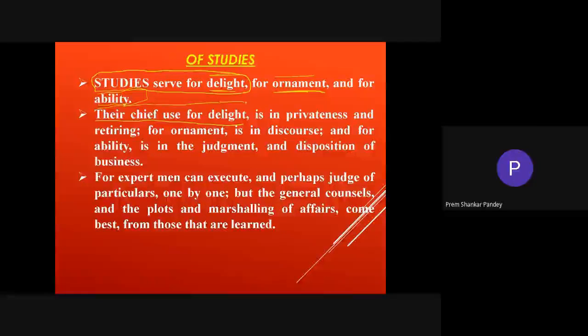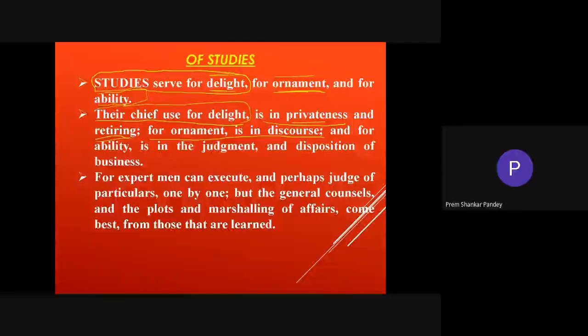The chief use, the main use of a study is for delight, it is for enjoyment. And this enjoyment is more when the study is done in privateness. When there is no one around, you are alone, lonely. That time it gives more pleasure. So if you are studying in privateness and while you are retiring, when you are resting, then it gives most pleasure. For ornament is in discourse.